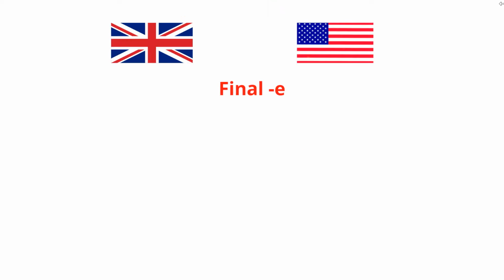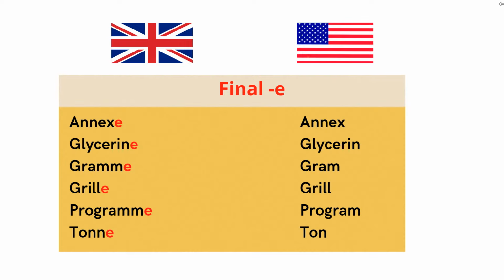Spelling difference number 11. Final E. English is famous for the silent E at the end of many words, where both American and British English have this. In words such as name, make, or have, it comes from an Old English inflection. But many final E spellings come from French loan words, where often the consonant before the final E is doubled. American English tends to omit this rule. For example, annex, glycerin, gram, grill, program, ton.